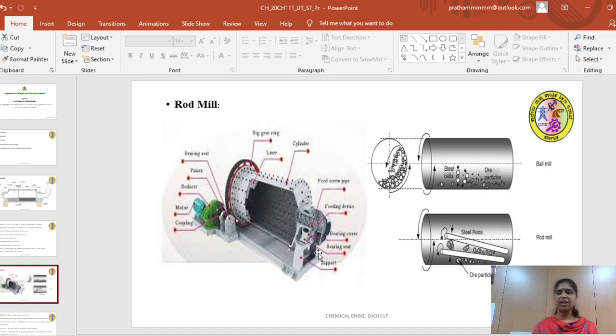So here you can see in a rod mill you have rods instead of balls or pebbles. By the movement of the rods, the crushing action takes place. Here you can see the ores being put in to be reduced in size.